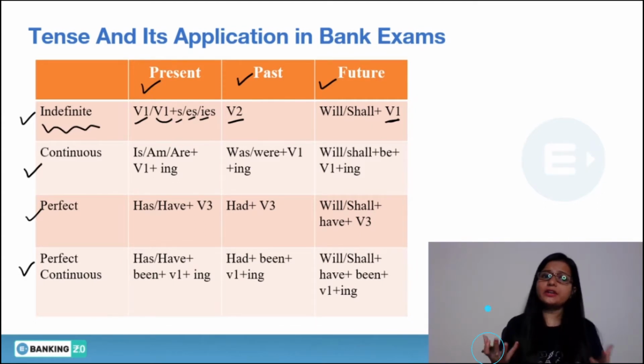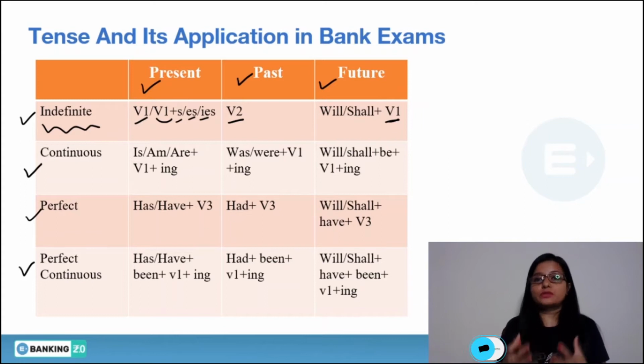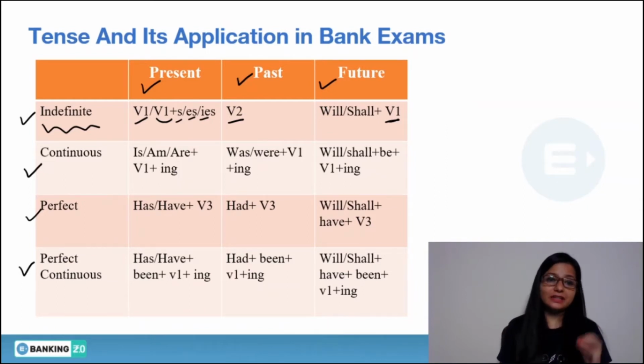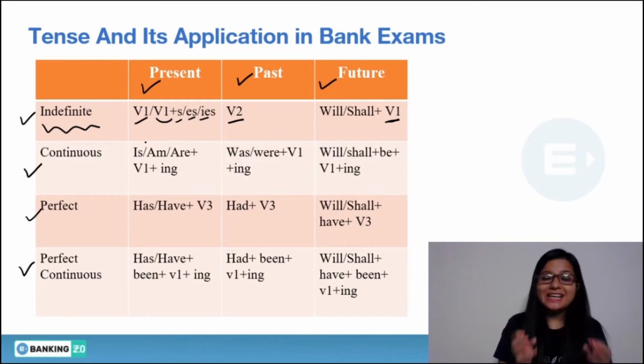A continuous tense tells you about the continuation, something which is going on. It has some more elements too, but as of now, focus on the structure of this tense. When you have present continuous tense, you will use is, am or are, and then you add the ing form to the first form of the verb. You will choose is, am or are according to your subject.